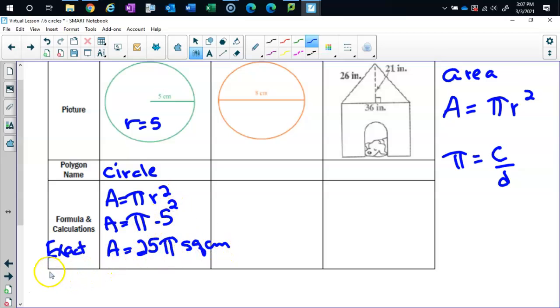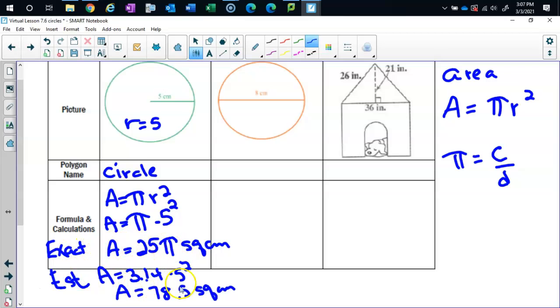But if you're doing an estimate, okay, an estimate, you would put 3.14 for pi. So you would type into your calculator 3.14 times 5 squared. We're putting 3.14 in for pi. And when you type that into your calculator, you will get 78.5 square centimeters. Guys, that is an estimate, okay? If they ever ask you to leave it exact, you keep pi as pi.